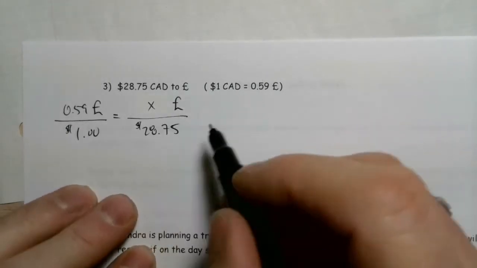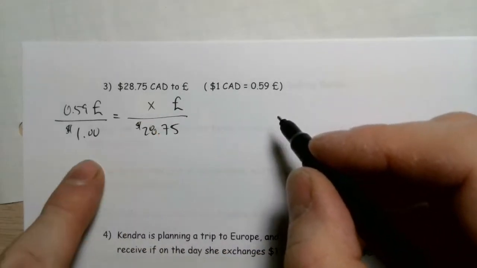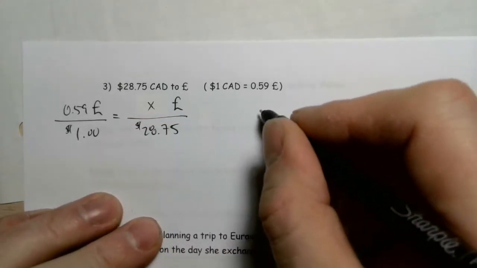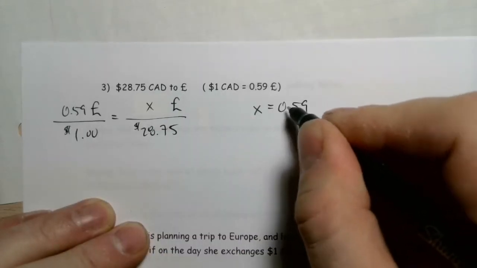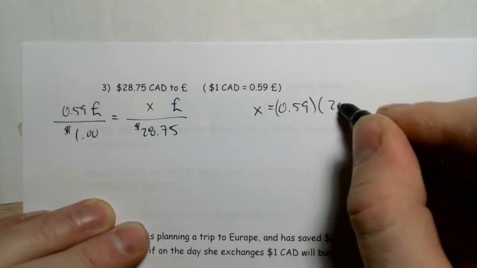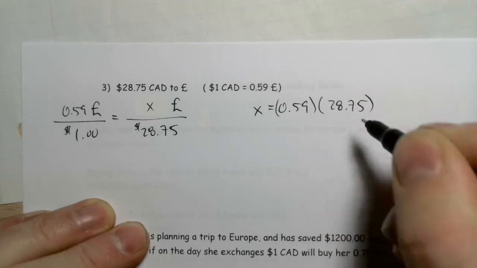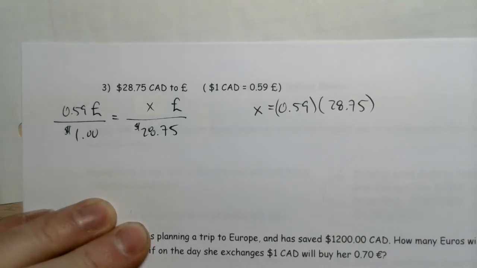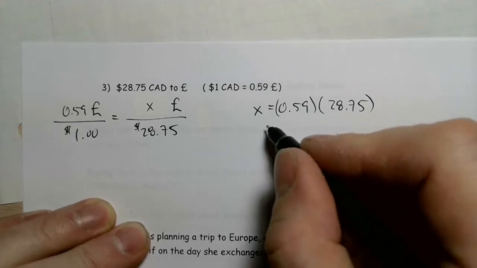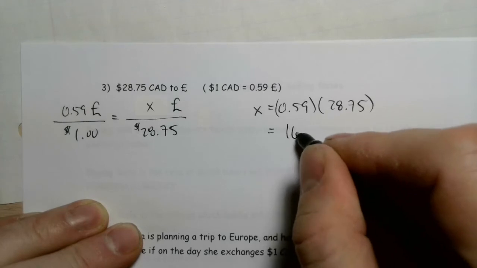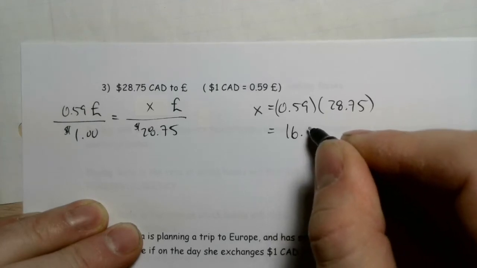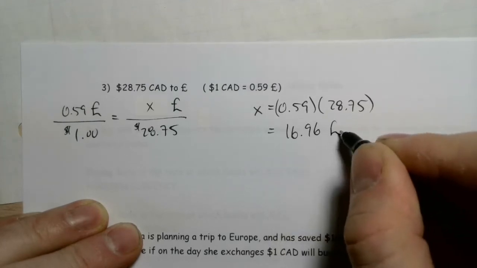We're going to cross multiply, so it's going to be 1 times x, and I love that there because it just becomes x is going to equal 0.59 multiplied by 28.75. So 0.59 multiplied by 28.75, and we are going to get 16.96 pounds.